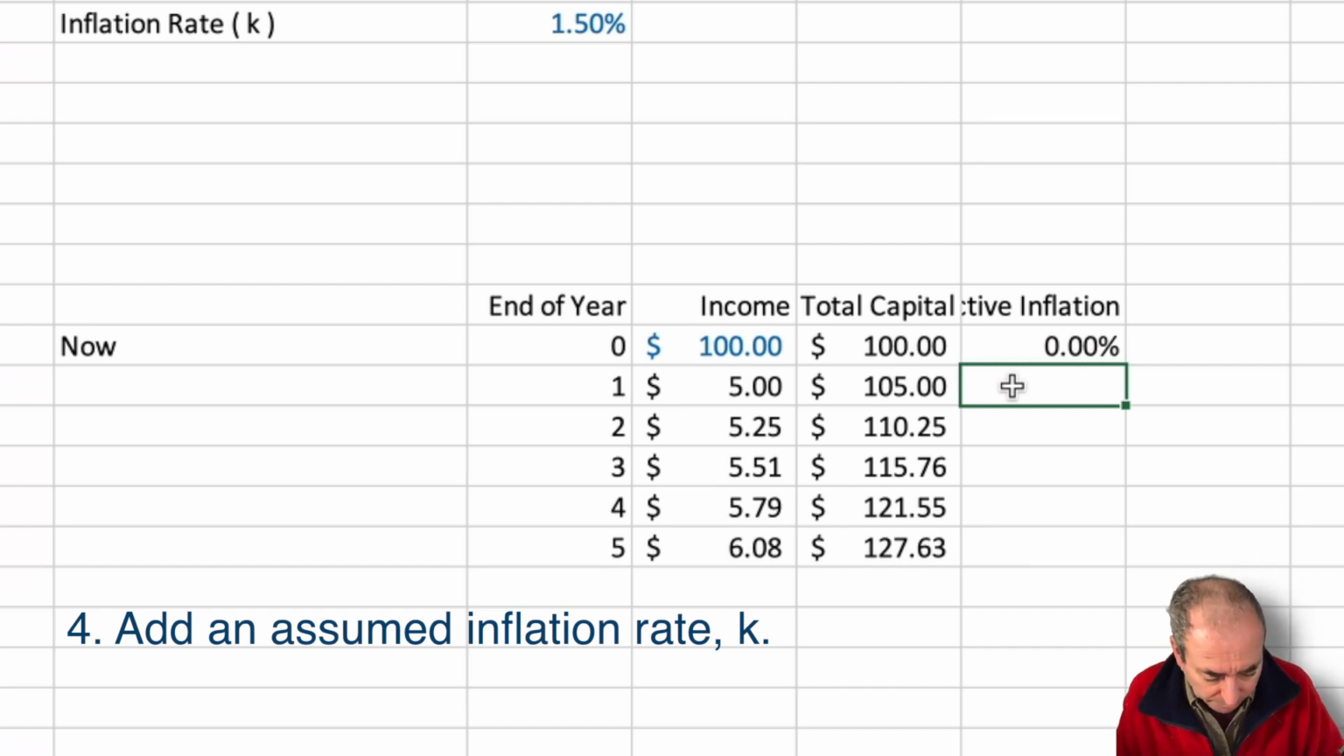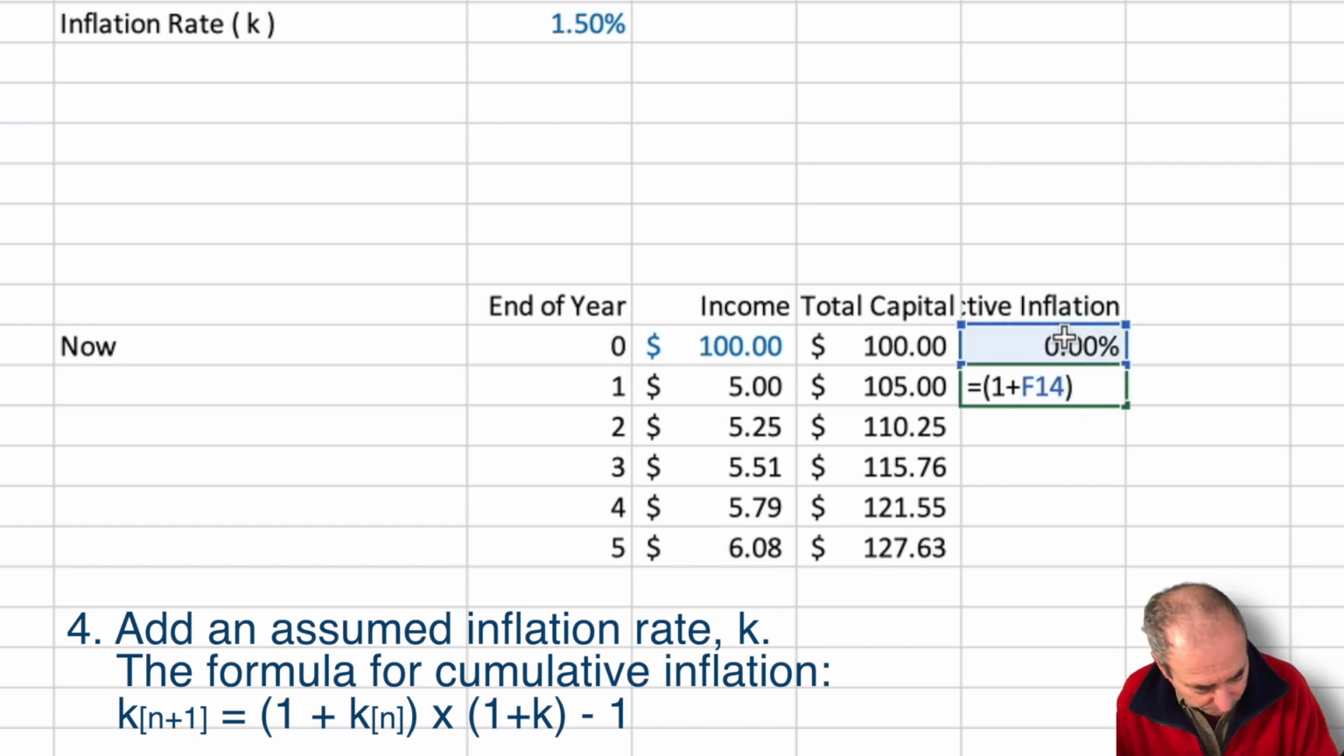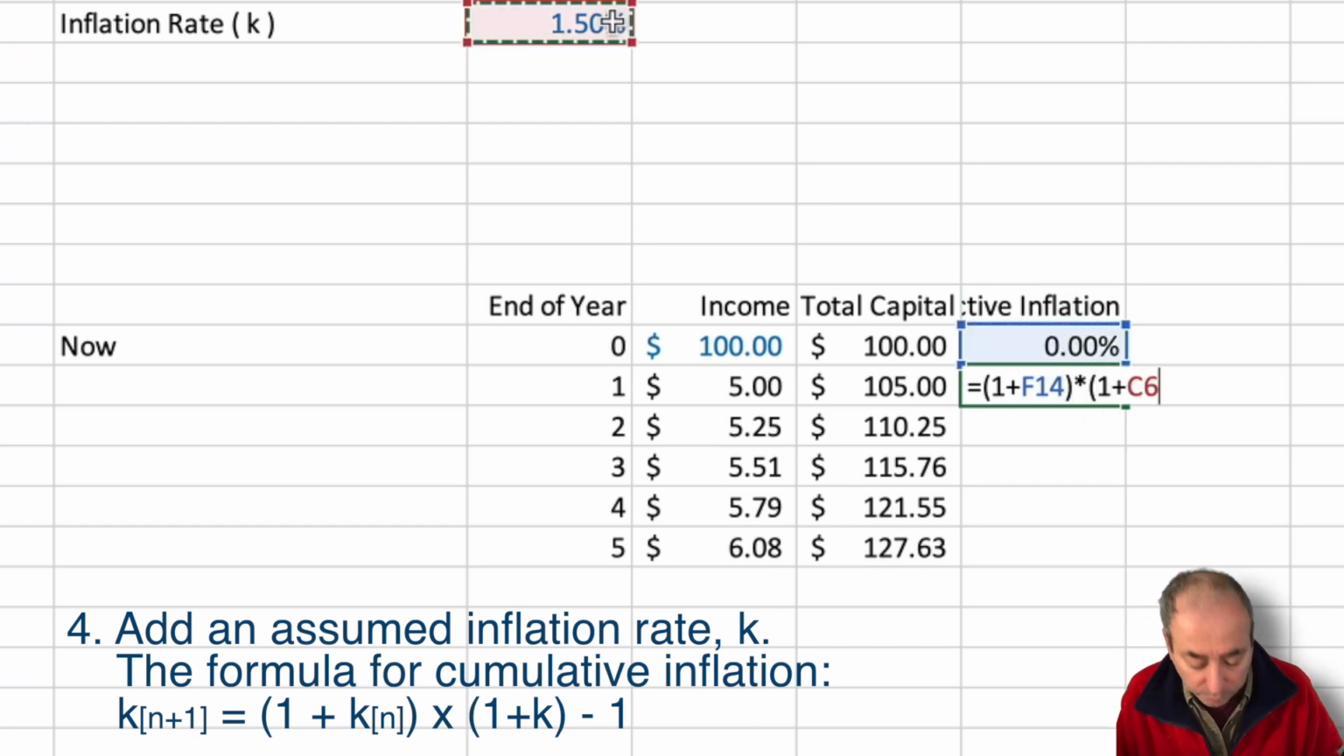Well, the answer is that the formula that we're going to use is 1 plus the inflation rate in the year before times 1 plus the annual inflation rate. Again, we use our function F4 to lock that cell, and then we need to subtract off the 1.